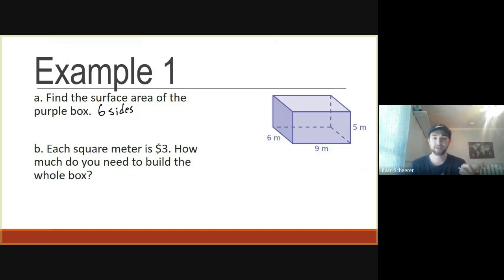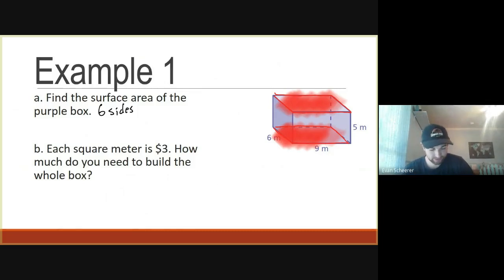So the first side that I'm gonna find is the bottom. I usually like to start with the bottom just because I like to work my way up. So I have this rectangle on the bottom, but I don't only have that rectangle on the bottom, that top one is the exact same, right? Hopefully you guys can see that this bottom and this top are the exact same.